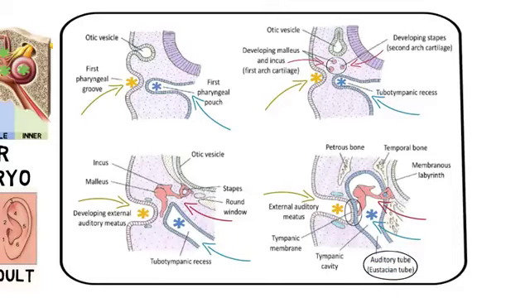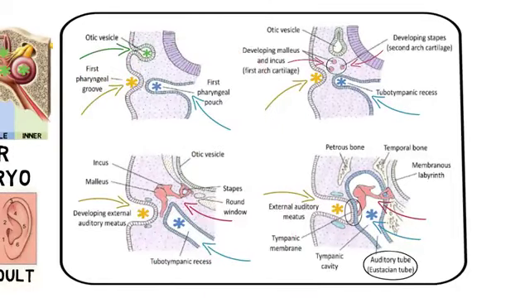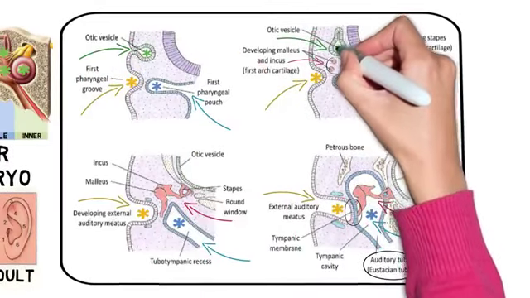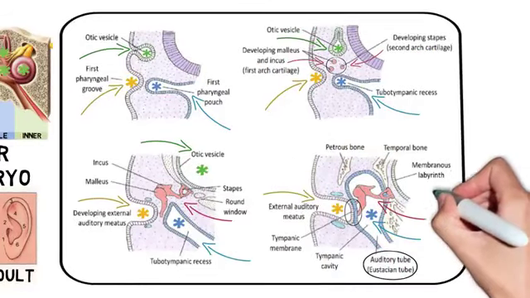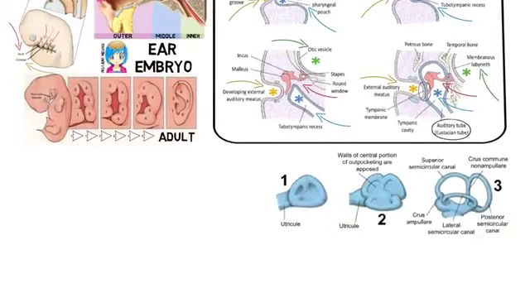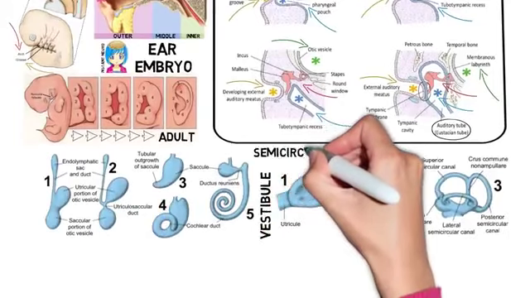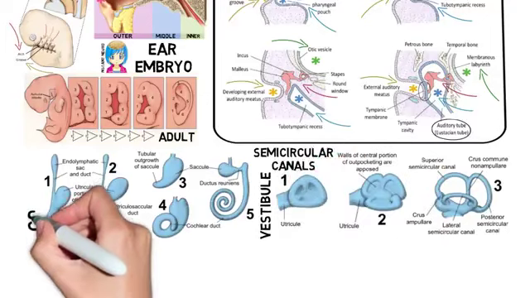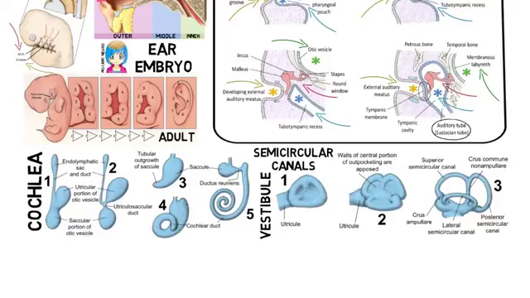The ectoderm-derived otic vesicle sinks deep into the mesenchymal tissue and develops into the otocyst, which gives rise to the membranous labyrinth of the inner ear. Coiling of the otocyst, accompanied by a series of complex constrictions and outgrowths, gives rise to the vestibule, semicircular canals, and cochlea. Surrounding mesenchyme differentiates into cartilage, which will ossify to form the bony labyrinth.